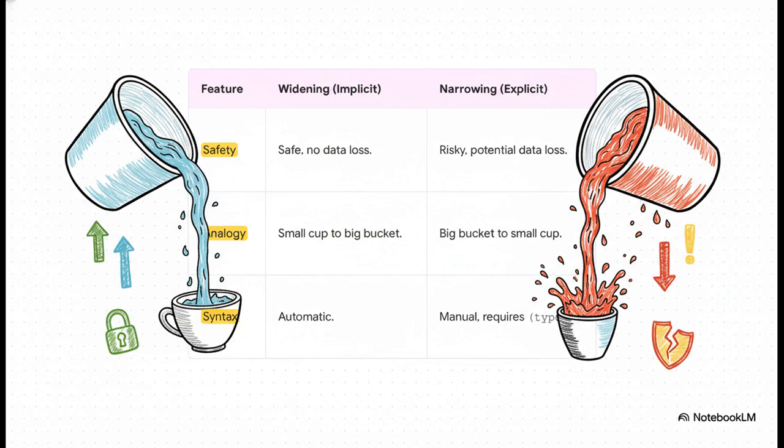But on the right, you have narrowing. That's like trying to pour the entire big bucket into that tiny cup. It's risky. You're probably going to lose some data. It's going to spill over. And because of that risk, Java makes you do it manually.